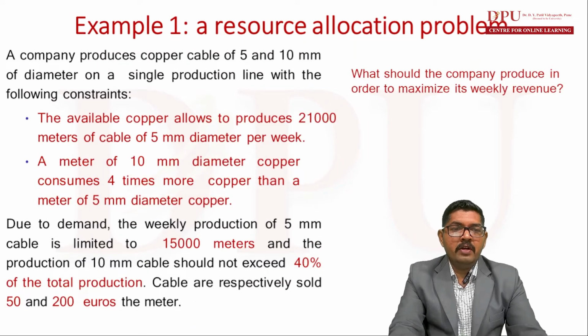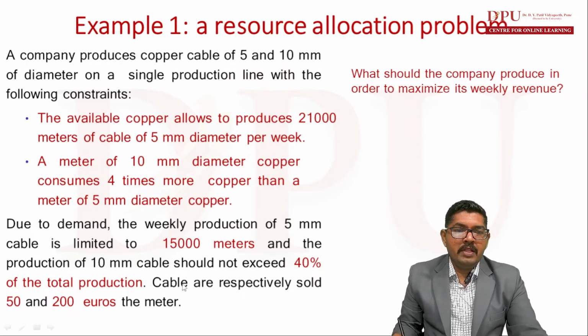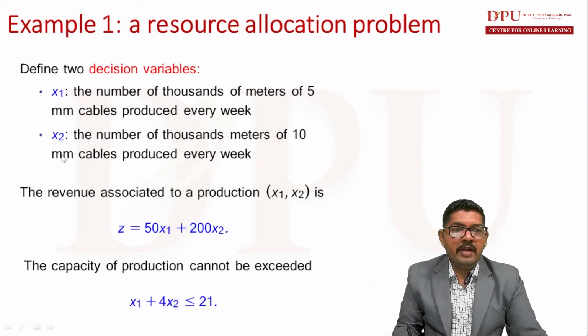Why 50 and why 200? As written here, the cables are sold at 50 and 200 euros a meter. So these are the prices of cable, right? So we multiply the quantities x1 and x2 by the prices of cable 1 and cable 2 respectively to get the revenue. Right, so the revenue associated with the production is given as z equal to 50x1 plus 200x2. So this is our objective function. Every organization will try to maximize the revenue, obviously, and therefore this is a maximization type of problem.